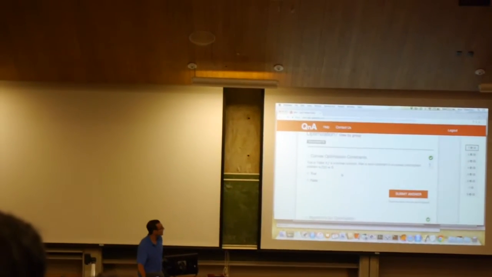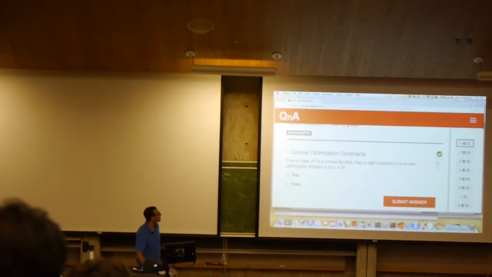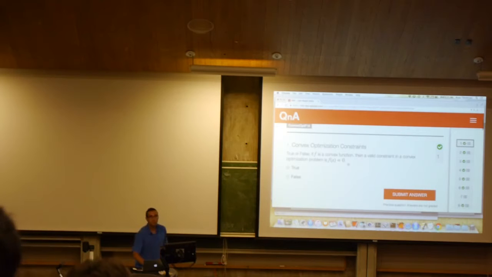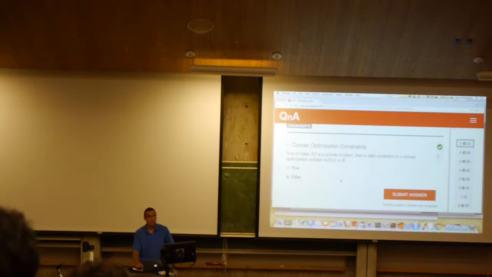True or false? If f is a convex function, then a valid constraint in a convex optimization problem is f of x equals 0. True or false? How many people think it's false? Okay, good. That's correct, because remember, equality constraints in convex problems have to be affine. It has to be like a_j transpose x plus b_j equals 0. Let's hold off on discussing why that is. Why do we actually require that it's affine? You just remember that that's what we said in class.